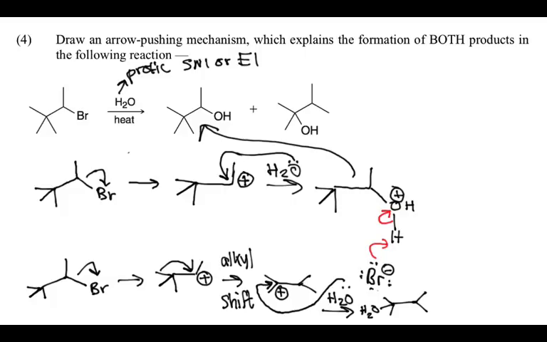Okay? So these are fairly long problems because you sometimes have to draw several intermediates. But that's what it is. It's called an arrow pushing mechanism. It's what organic chemists do all of their life. Okay?